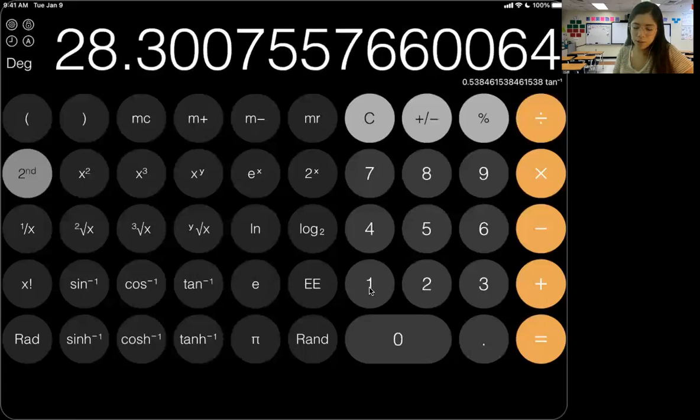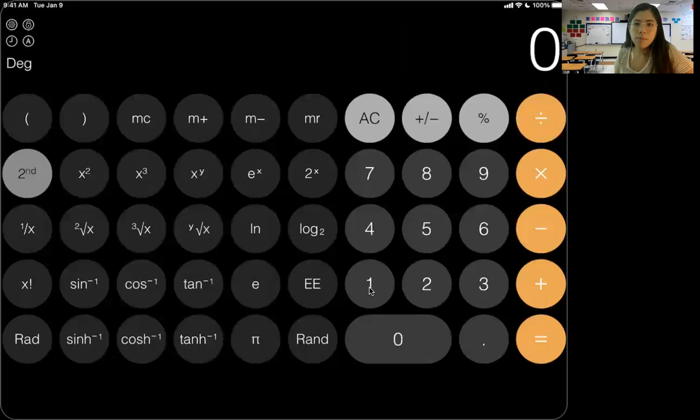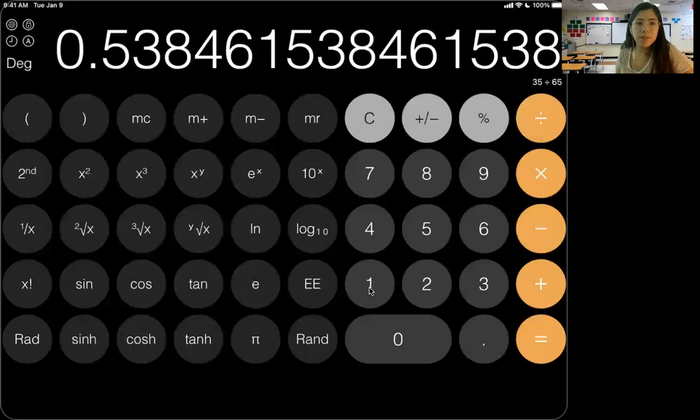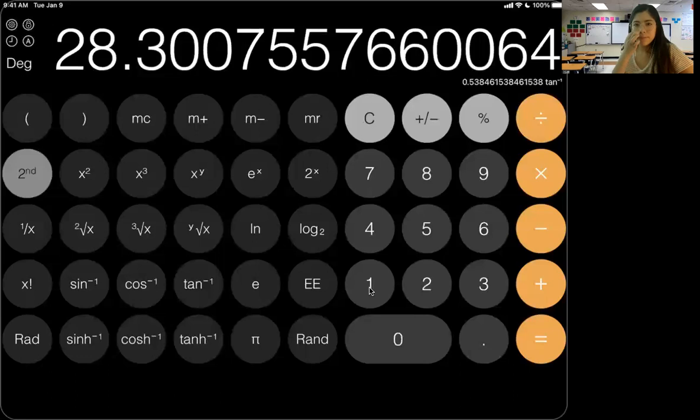Does anyone want me to show it one more time? Okay, it was 35 over 65. I do that first. 35 over 65 equals 0.538, whatever. Leave that on the screen, hit the second button, and then hit inverse tangent. I got 28.3. Is anybody getting a different number and would like me to try and figure out why?